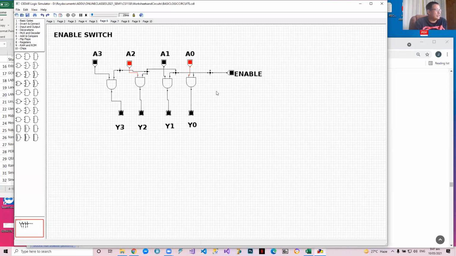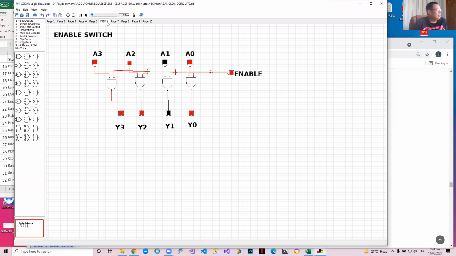So enable switch. Enable switch is like a faucet. When you say enable, Y receives A. Okay, when you disable, Y is all zero, it receives nothing. It's like a faucet on a water system, no? So for example, if you have this, it's like this, no? So nothing happens to Y, but when it's enabled, everything that's changed on A will also reflect on Y because it's enabled.